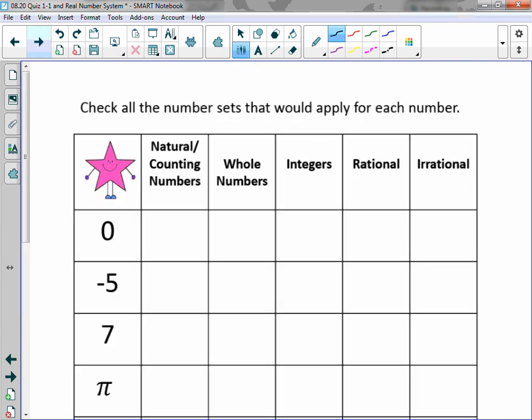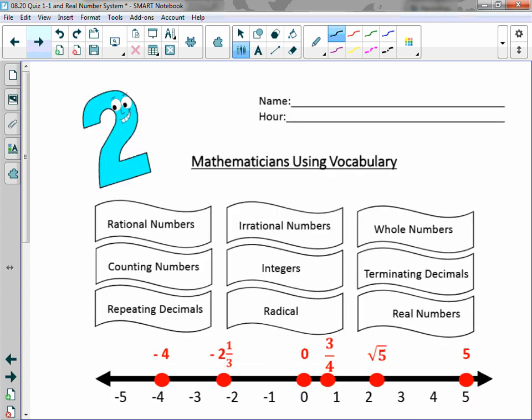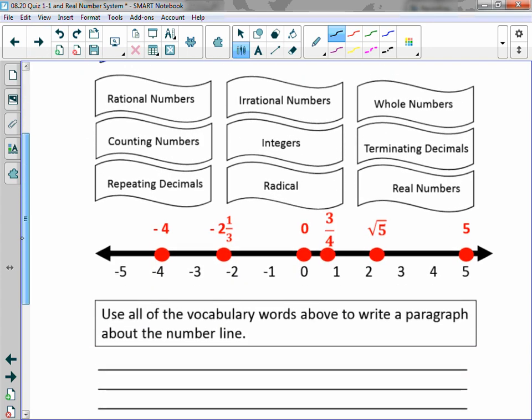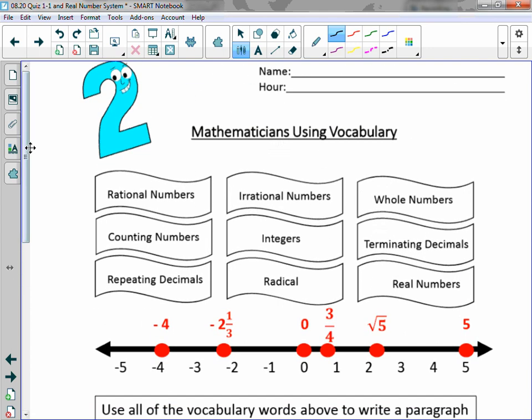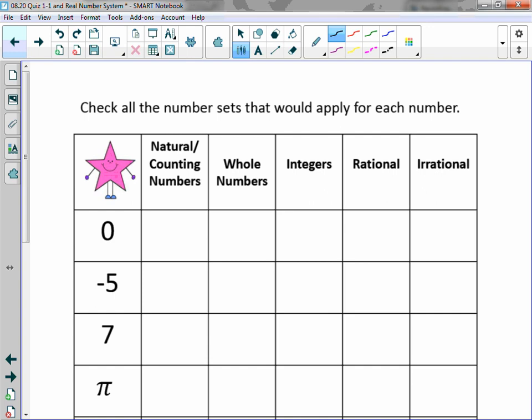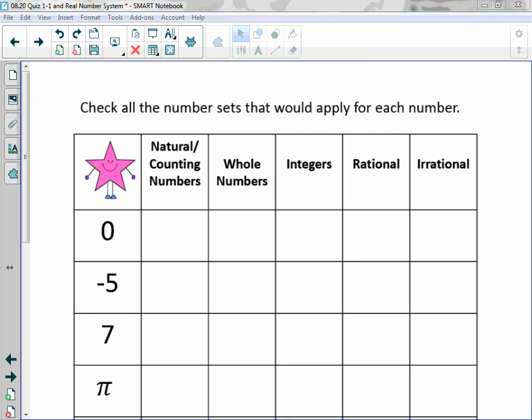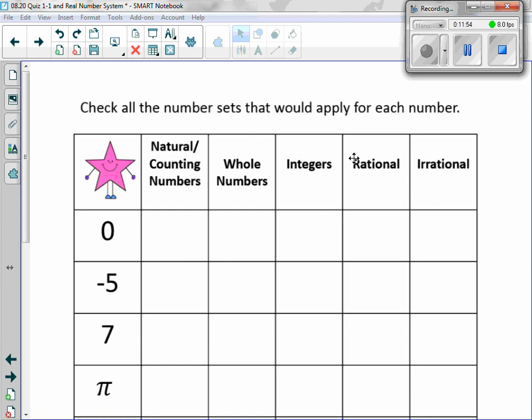Okay, at this point, we have about 10 minutes. Your homework and classwork, because you should get most of it done before you leave, is to check off on this page, and then, time out, listen. The last page, use all of the vocabulary words to write a paragraph about number 1. Okay. All right. Go for it.